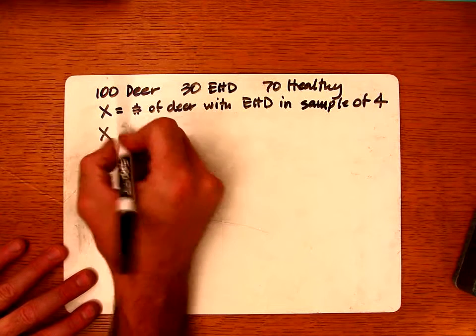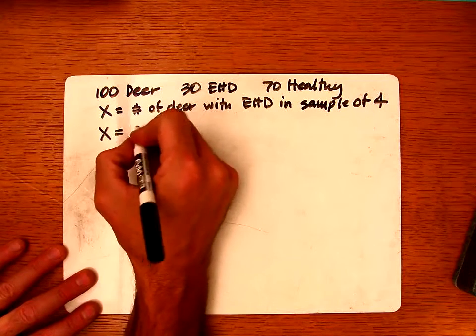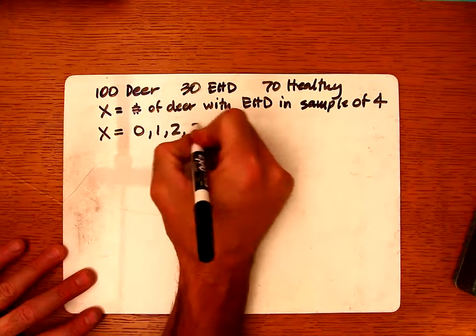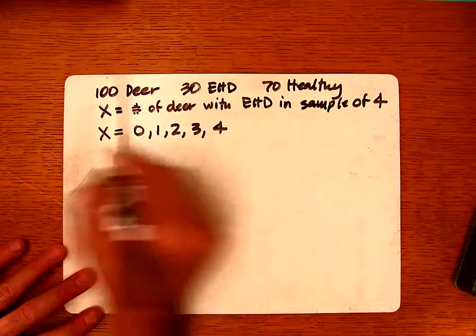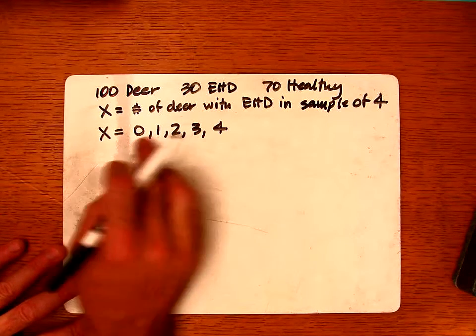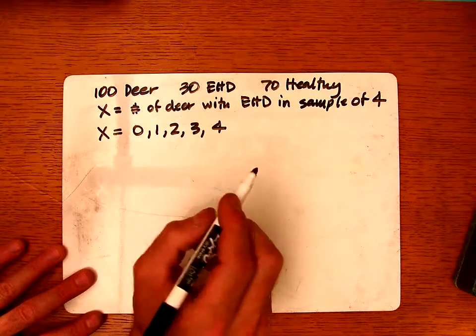Well, the first thing we should think about is, what values can x take on? So x could be one of the following values. It could be 0, 1, 2, 3, or 4. So that means that we could have 0 sick deer in the sample of 4, up to 4 sick deer in the sample of 4 that we're selecting from these 100.